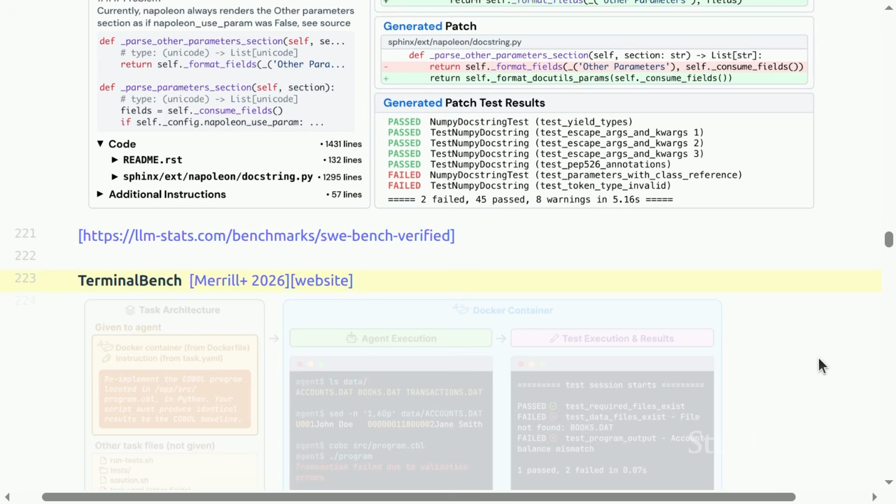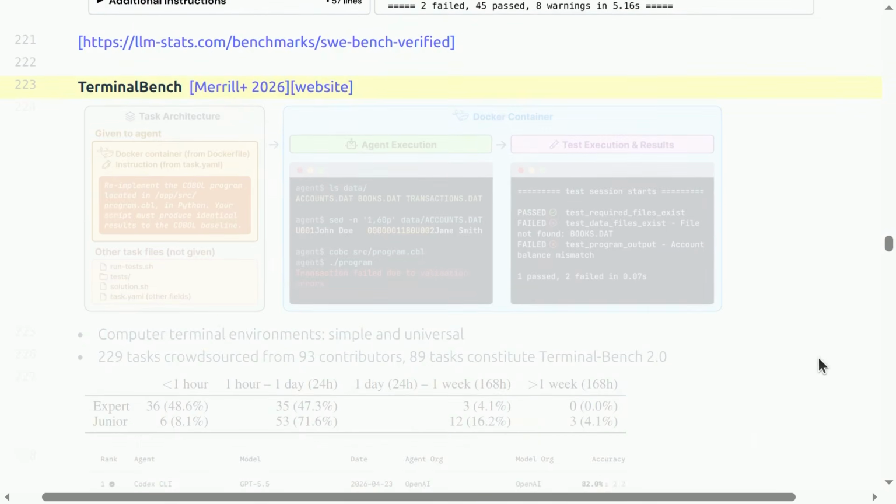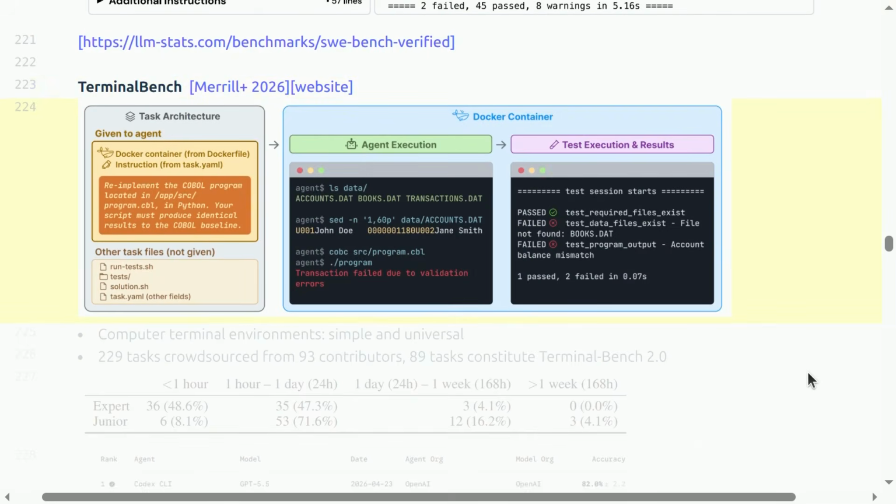So here's another project called Terminal Bench. And here the idea is that this is going to be more general purpose. We're going to basically have the environment be a computer terminal, and we're going to define a bunch of tasks that can be done in a computer terminal by typing in a bunch of commands. And the nice thing about this environment is that it's very simple and universal.